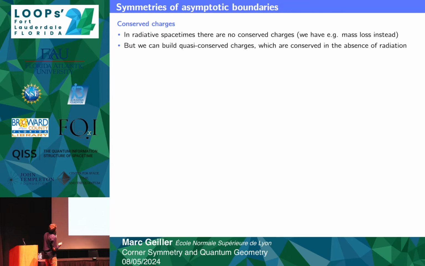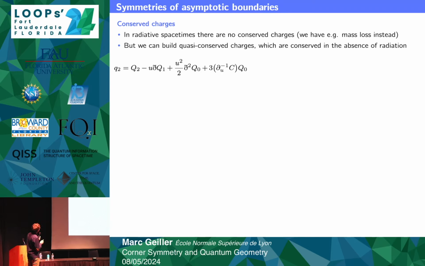So the next best thing you can do is to build quasi-conserved charges, namely charges which are conserved in the absence of radiation. For the mass, it's already the case. The mass itself is conserved if you have no radiation. So for the mass, I can just take my new charge little q0 to be Q0. For the angular momentum, I cannot take Q1 because Q1 is not conserved in the absence of radiation. I have to do a small redefinition using retarded time and this angular derivative. Now this charge little q1 is conserved in the absence of radiation.